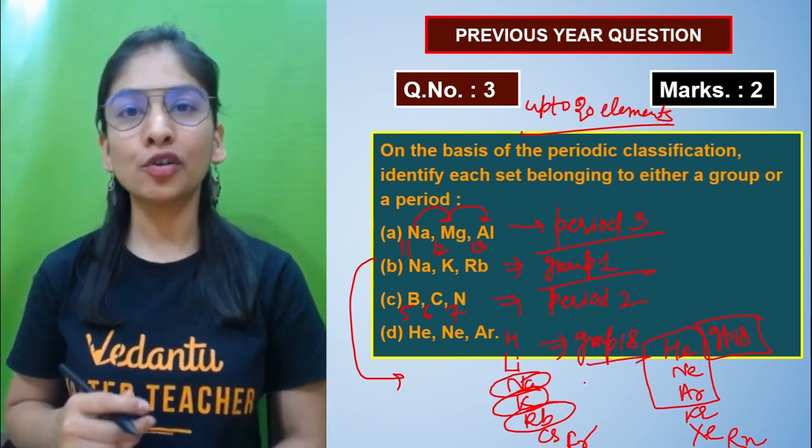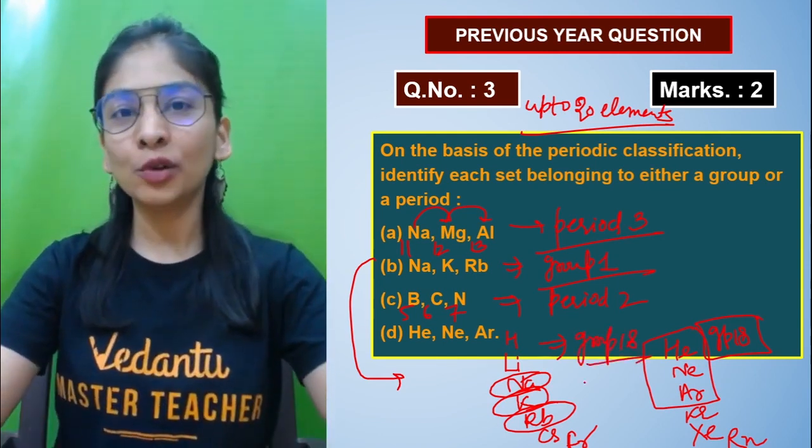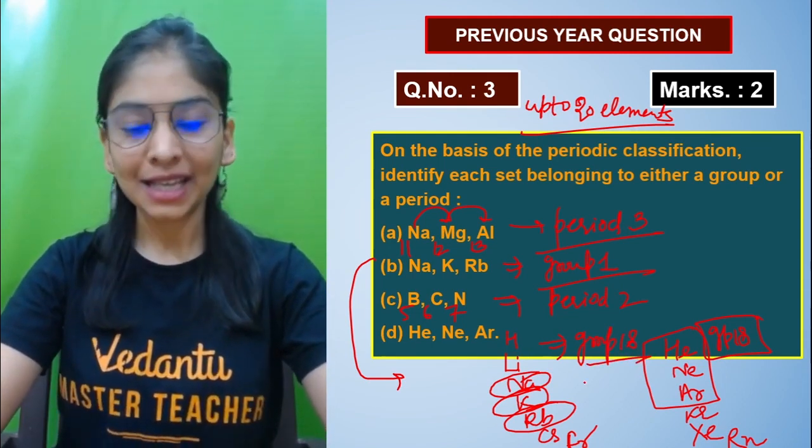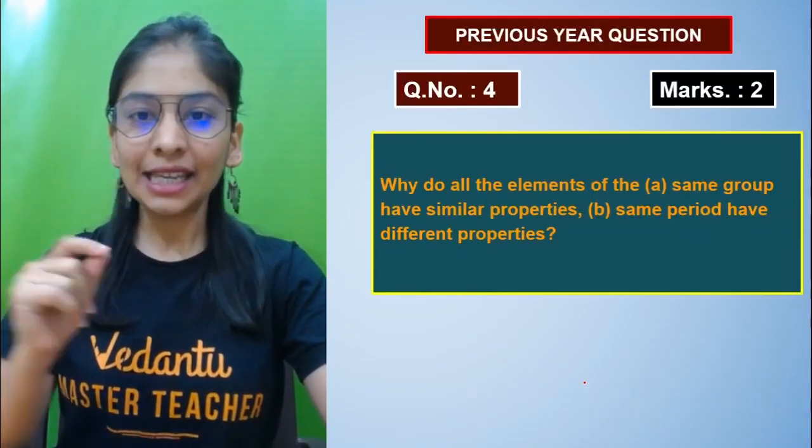They didn't ask about the group number or period number. I just told you with extra information. You can simply tell period and group. That's it. Simple? Okay. Let's move to next question.